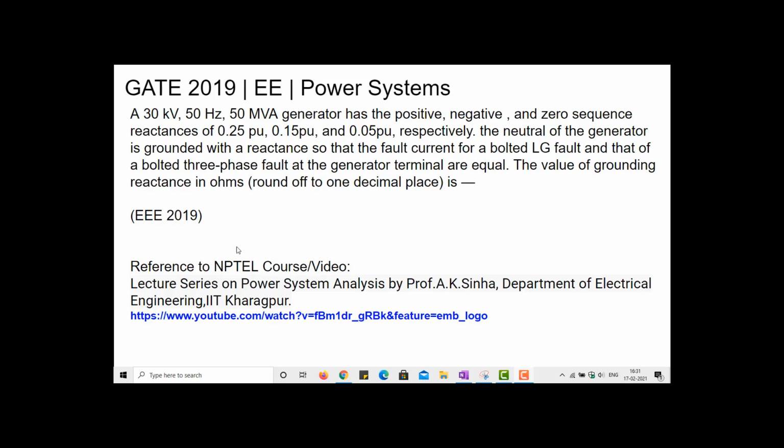To know the detailed modeling of the symmetrical and unsymmetrical faults, it is advised to go through the given NPTEL video link.